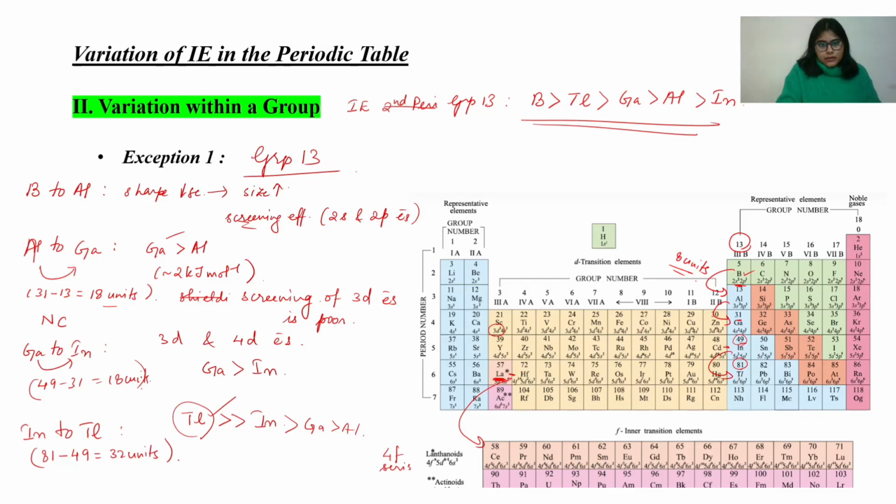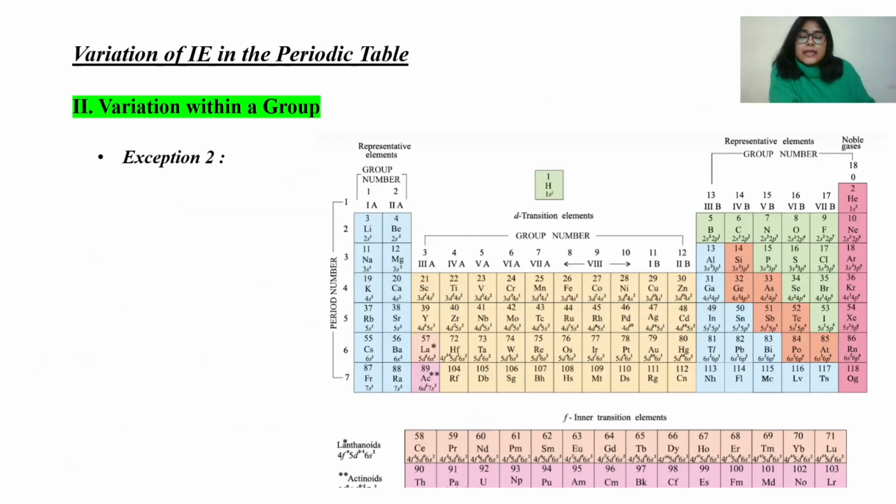Now let's see the second exception. The second exception is for group number 14. In group 14, the initial flow is as expected according to the general trend. As we move from carbon to silicon to germanium to tin, it will be as expected. As we move down the group, the ionization enthalpy will also decrease. But the exception is here between tin and lead.